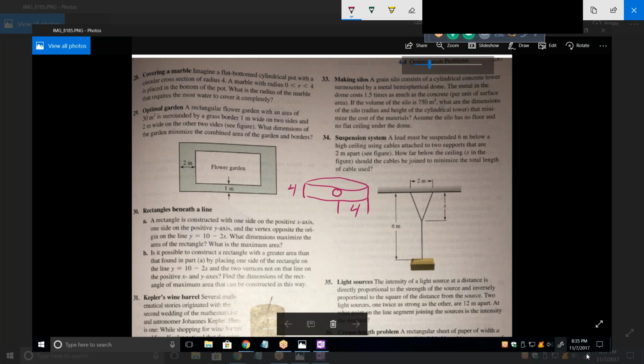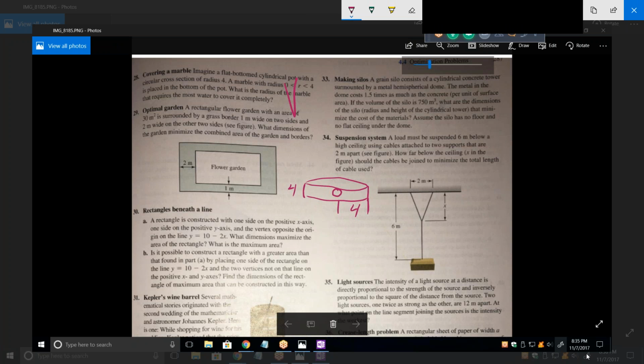So what's the radius of the marble that requires the most water to cover it completely? Well, there answers our question. In other words, if the marble radius is 4 inches, then the height of this thing's got to be 4 inches. If the marble radius is only 2 inches, then the height of the water can be only 2 inches. But to cover the marble completely, so we're minimizing the amount of water, or maximizing the amount of water. So we need the volume of that cylinder.